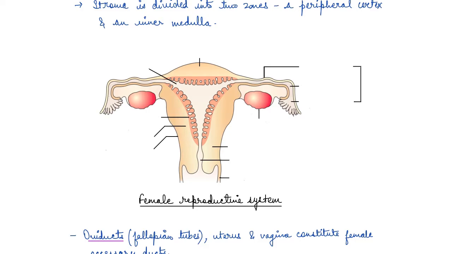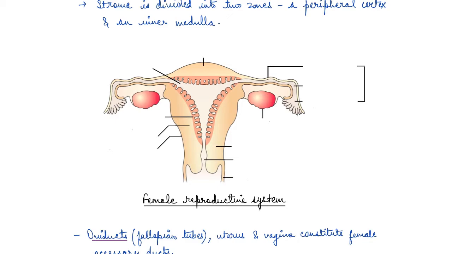So basically this is the cavity of the uterus, right? This is the uterine cavity. Okay, and this is known as the uterine fundus.